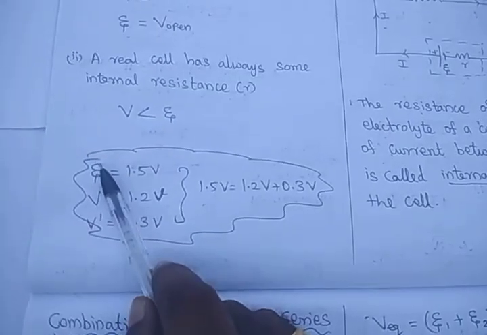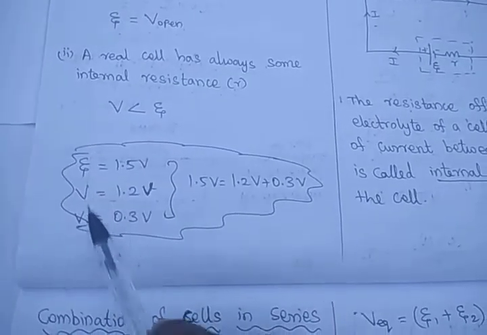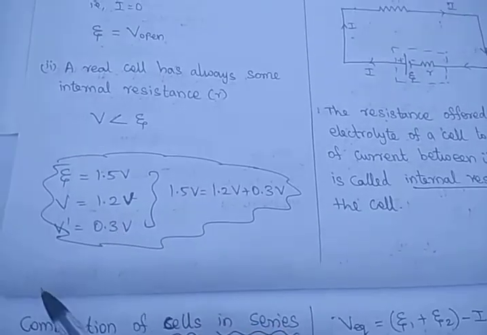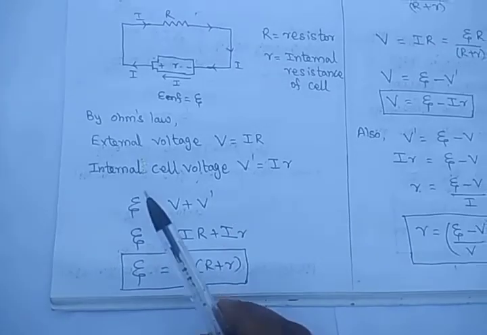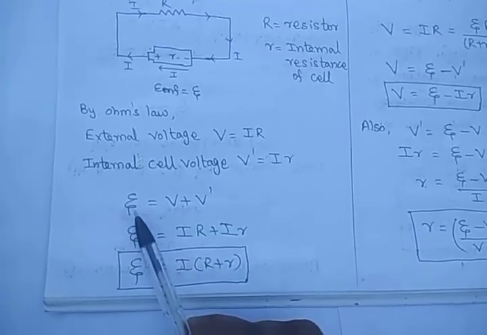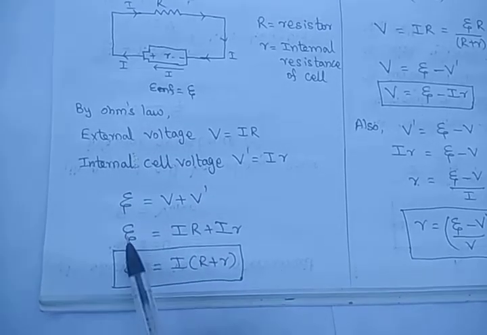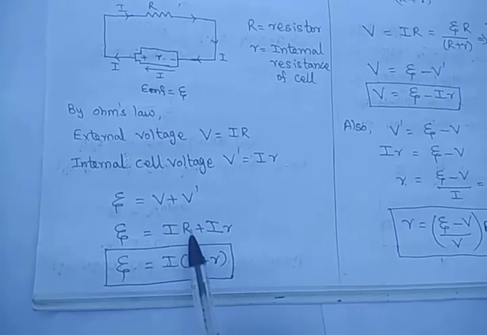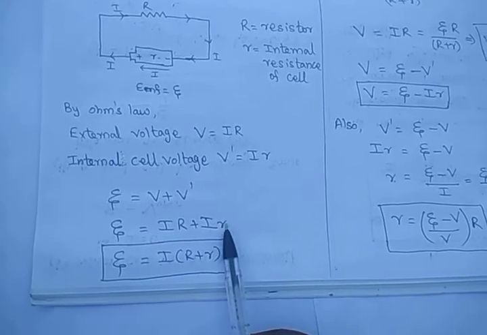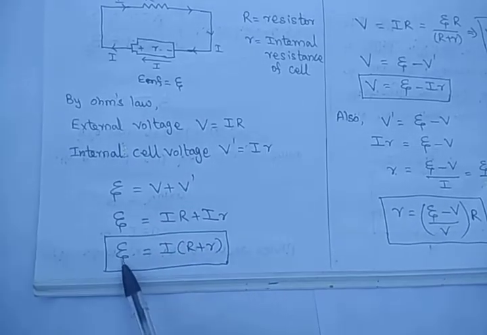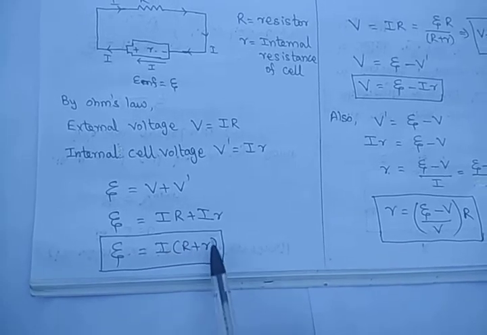That is represented as E is equal to V plus V prime. So 1.5 is equal to 1.2 plus 0.3. Are you clear, students? Yes. Thus, we can represent EMF as external voltage plus internal voltage. So the external voltage is I into R plus I into small r, the internal resistance. We can take I common outside, and we get EMF equal to I into (R plus r).